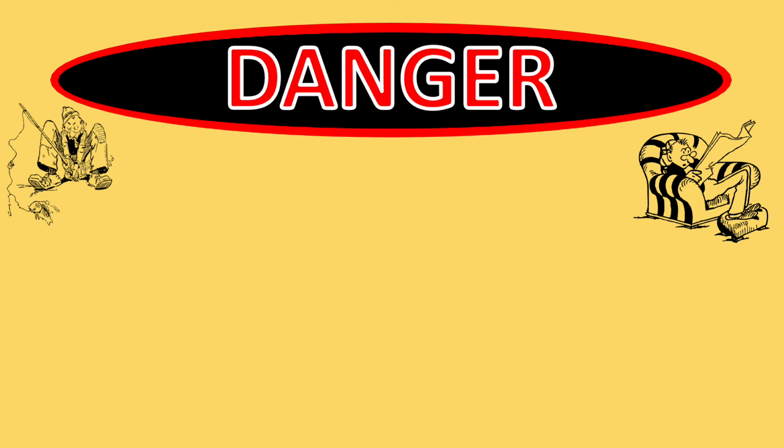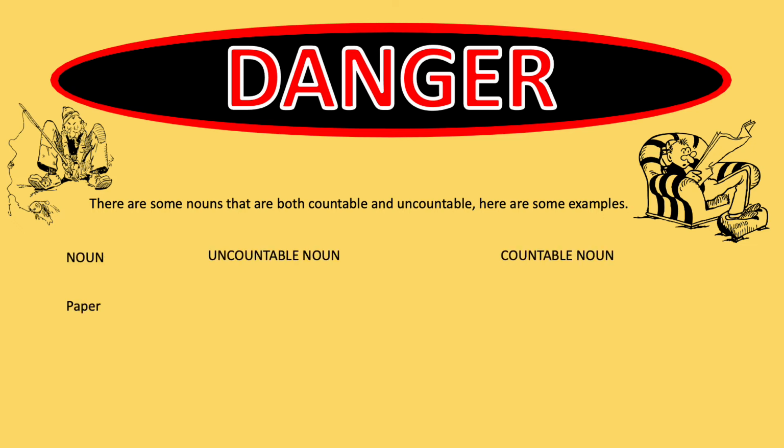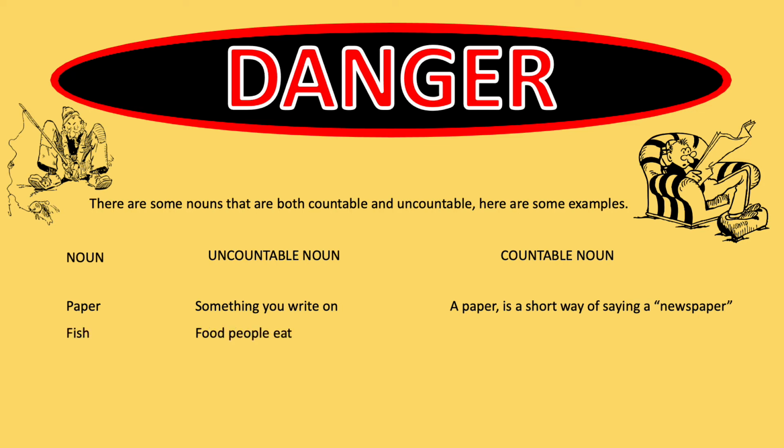Another danger that a learner of English may face is that there are some nouns that are both countable and uncountable. Here are some examples. Paper, in the uncountable form, is the thing that you write on, a sheet of paper. In the countable form, it is actually a short way of saying newspaper. Fish, in the uncountable form, is the food that people eat. For example, eating fish and chips. In the countable form, a fish is representative of one whole fish.